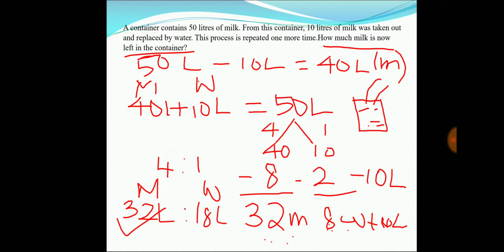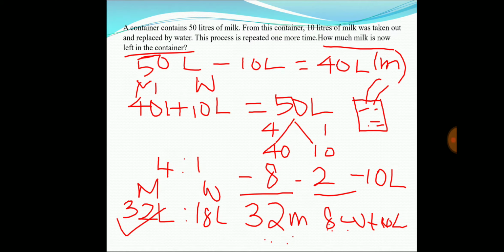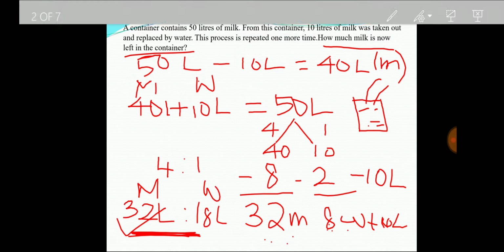So which means we could very easily say this: 10 liters is nothing but 20% of 50 liters. So if 20% of 50 liters, I'll come back to this. We know the milk portion is 32 liters here. So 32 liters here, we'll come back to this. How do we get it?